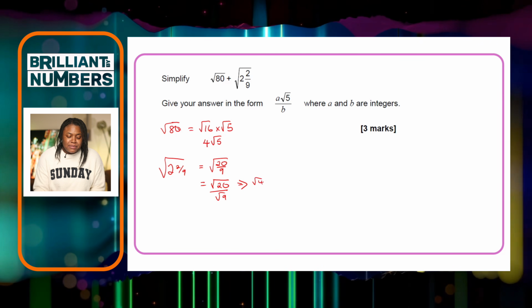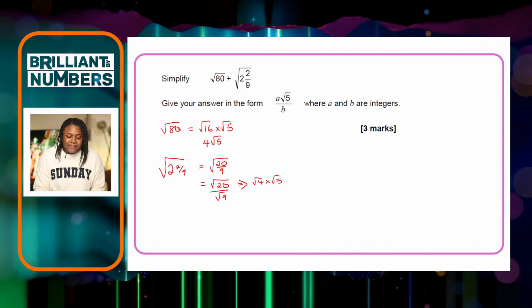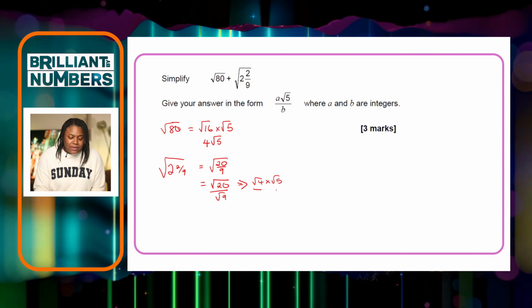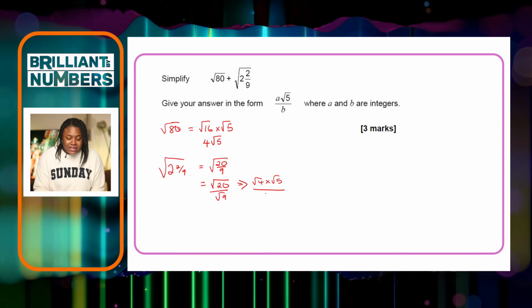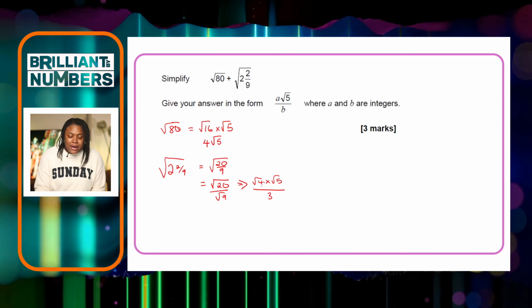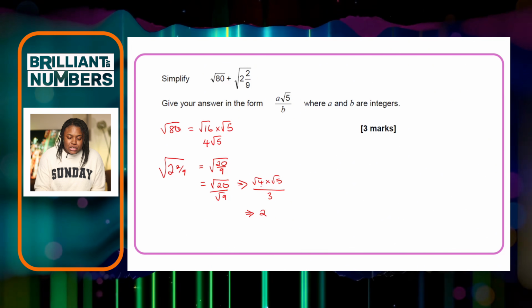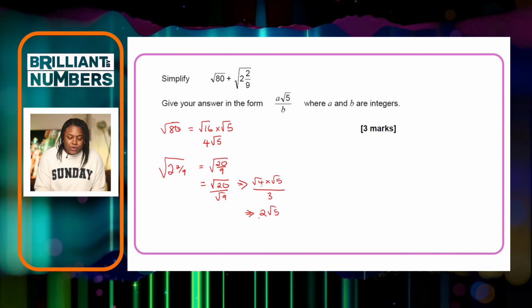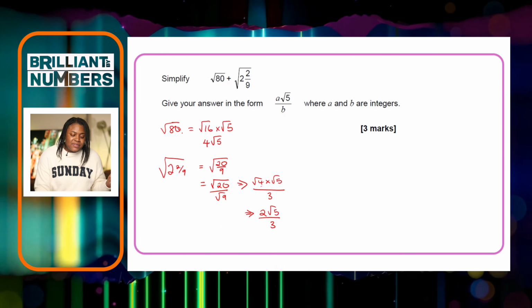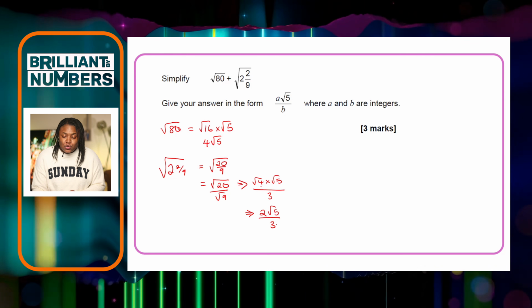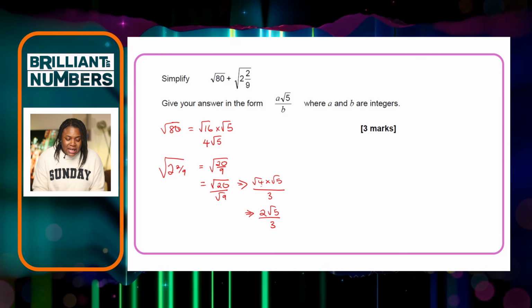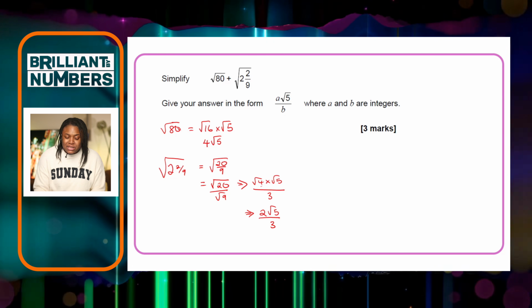So 4 times root 5 is root 20. And then we can simplify square root of 9, which is 3. So the square root of 4 is equal to 2. So the numerator is 2 root 5 over 3. Now that we've simplified root 80 and also root 2 and 2 ninths, now we can add them together.